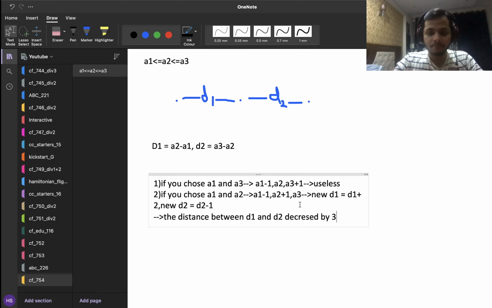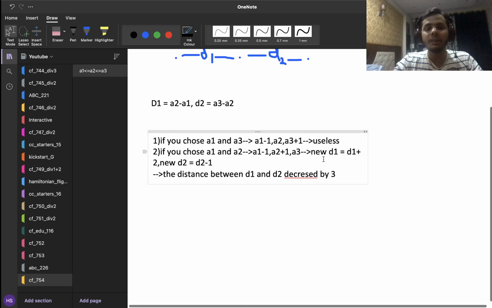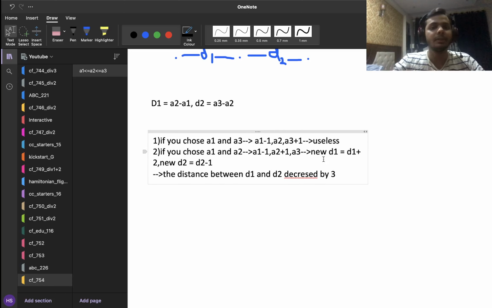And you can try and work out all the cases. This is just the one case I considered, but in all the cases what you're going to realize is that the distance between d1 and d2 is either increasing by 3 or decreasing by 3.